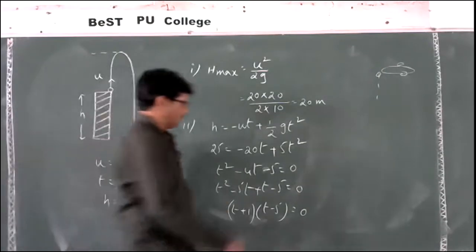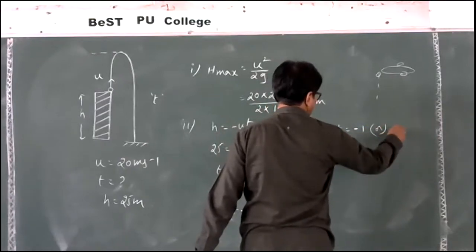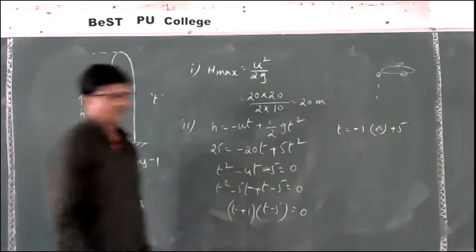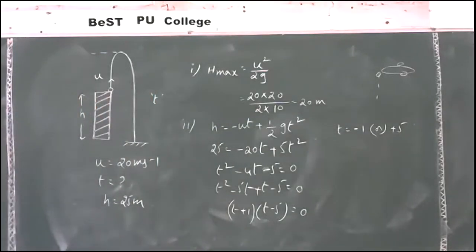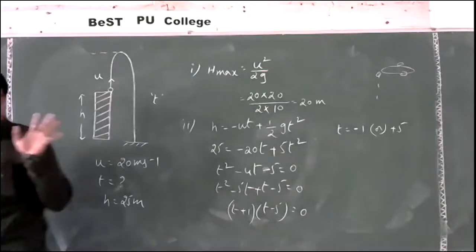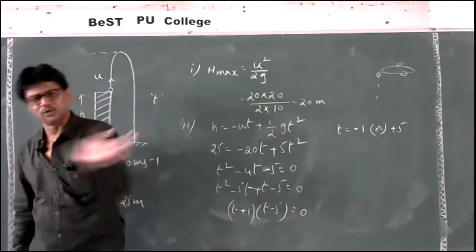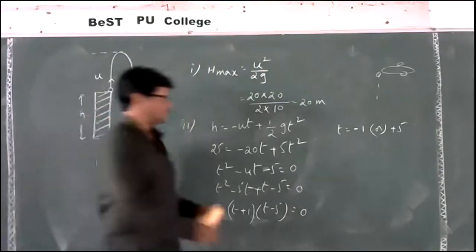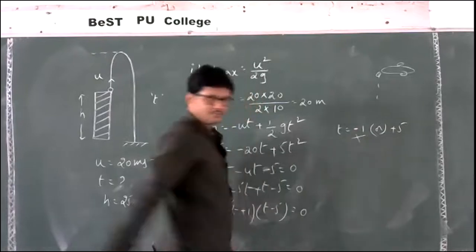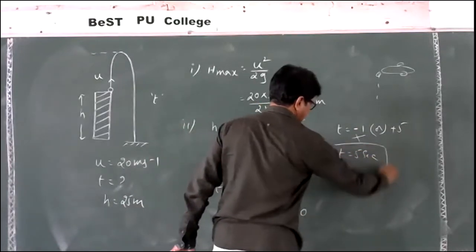So the time will be minus 1 or plus 5. The t value is minus 1 or plus 5. How much time will it take? As we know, the time will never be negative. Time is not negative; it is either 0 or more than 0. Time will never be lesser than 0. So this is wrong. So the final answer is t is equal to 5 seconds.